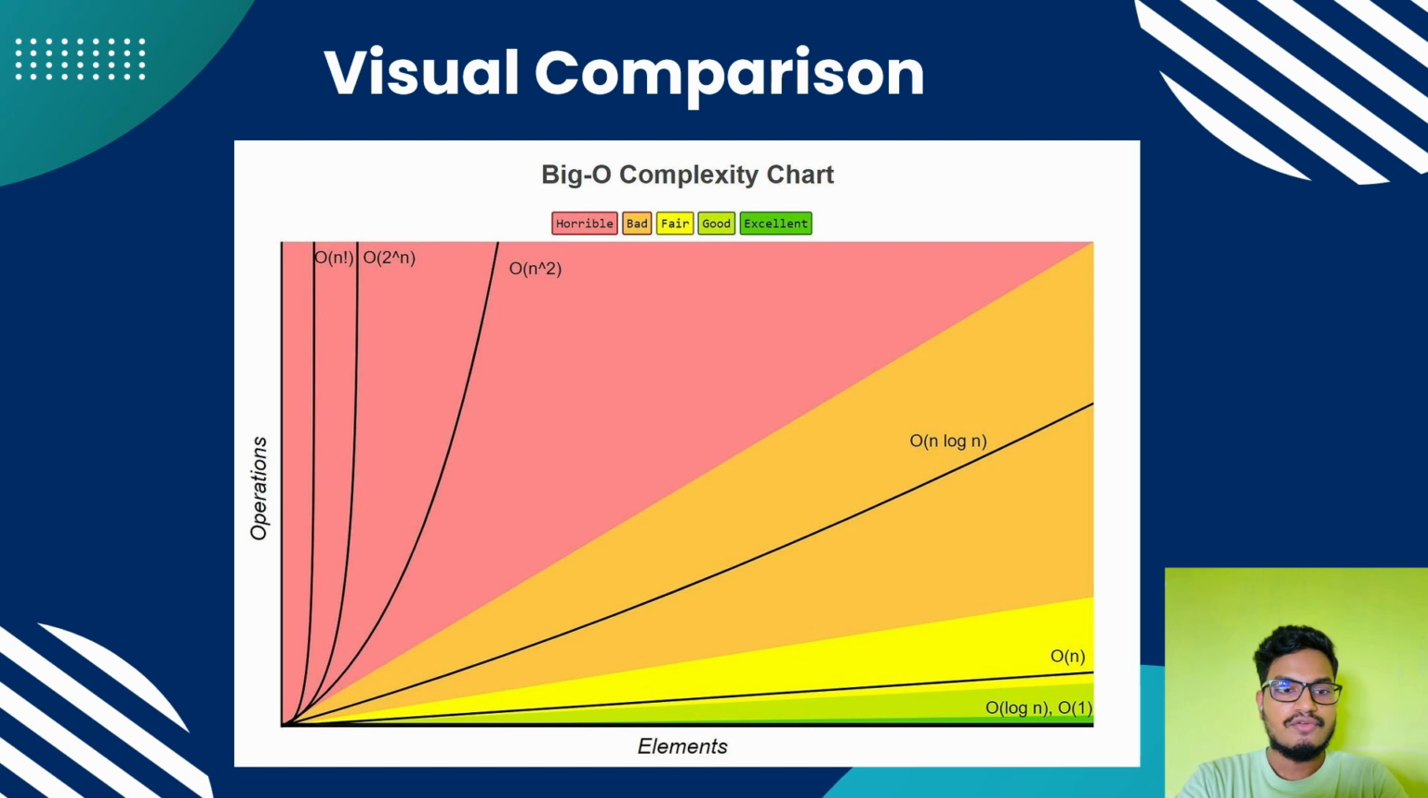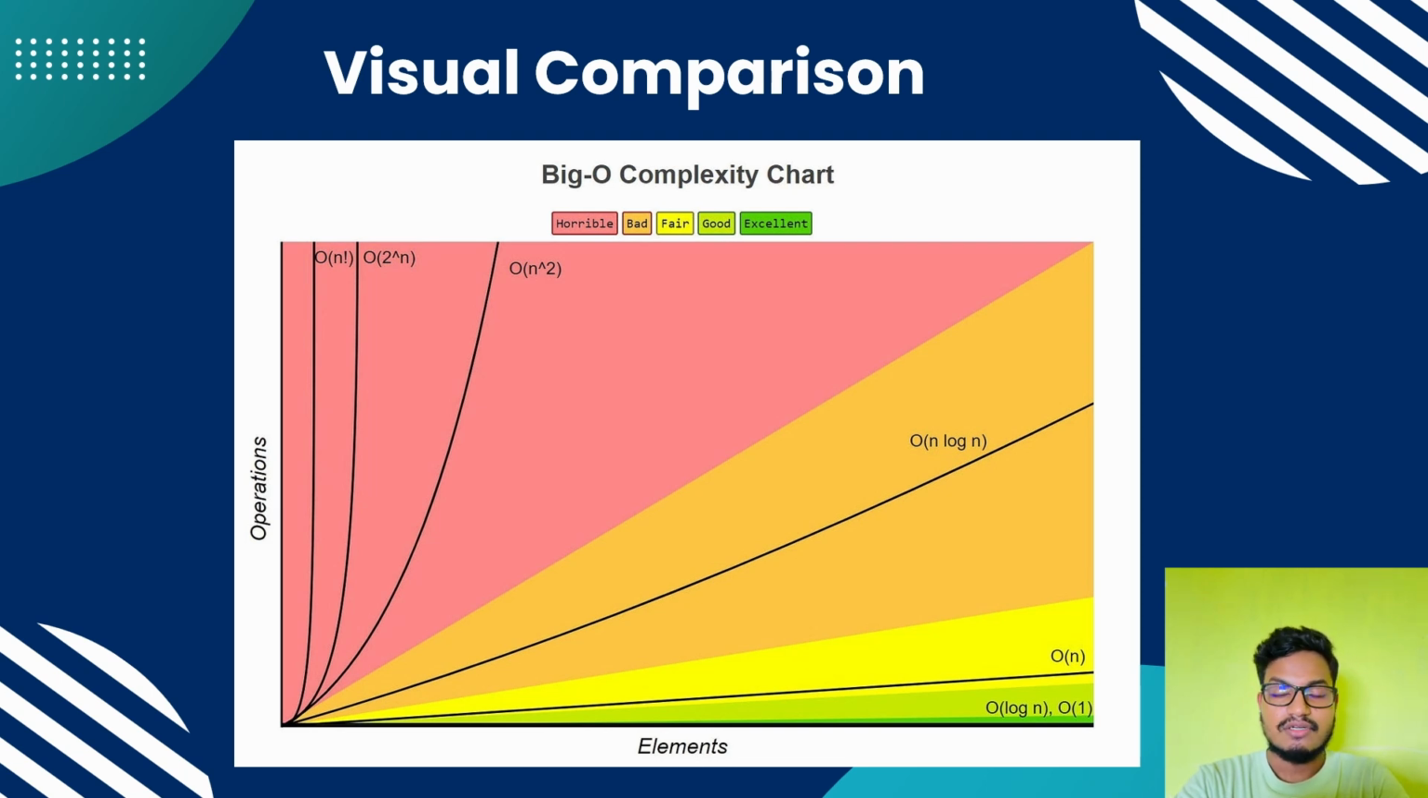Orange zone, bad to fair. O of n log n. Found in efficient sorting algorithms like merge sort and quick sort. Much better than quadratic time, but still noticeable for very large inputs. Yellow zone, fair, often linear time, O of n, scales directly with input size. It's acceptable and often seen in loops that process each element once.